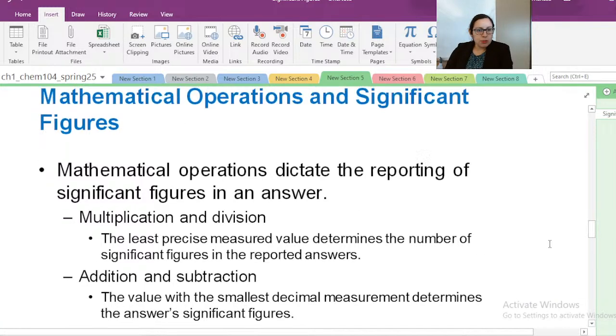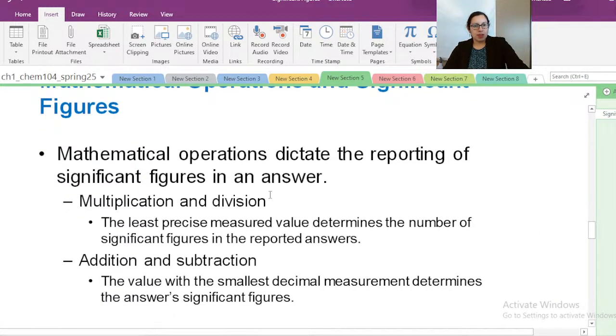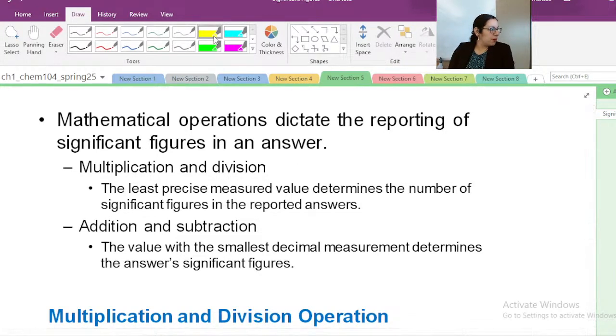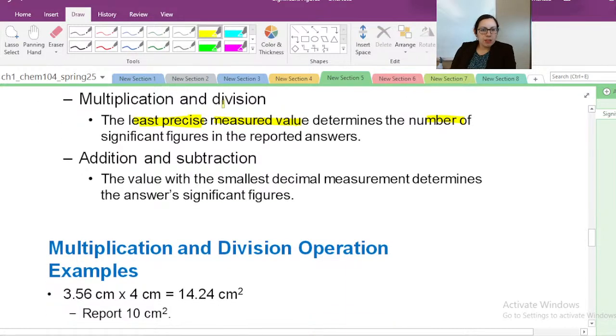All right, so let's go through the rules formally, and then we'll see it. It's pretty straightforward. For multiplication and division, the least precise value determines our sig figs. We'll practice that. And then for addition and subtraction, it's the value with the smallest decimal measurement, how far out it's reported. But again, we'll practice this and see how it works.